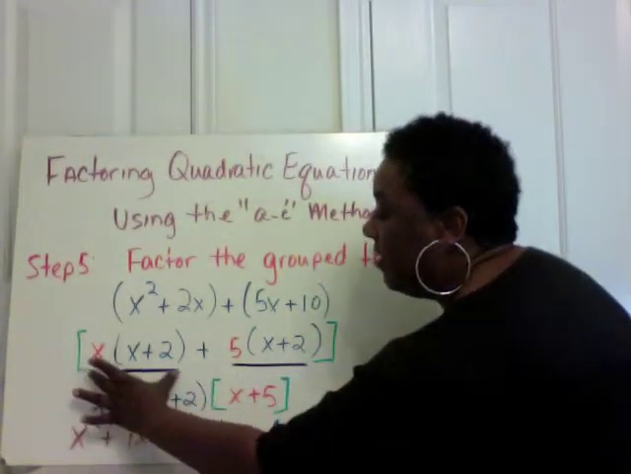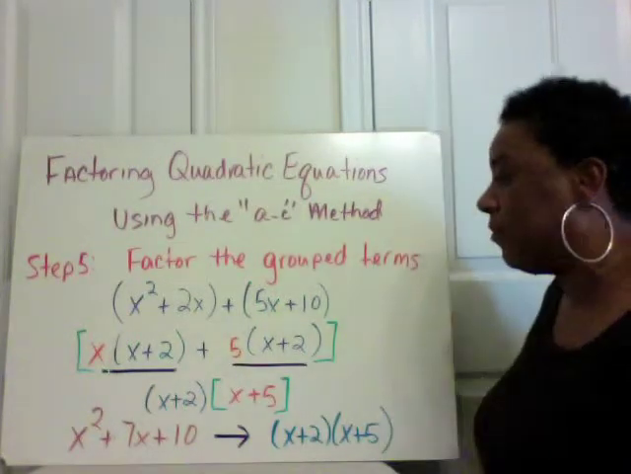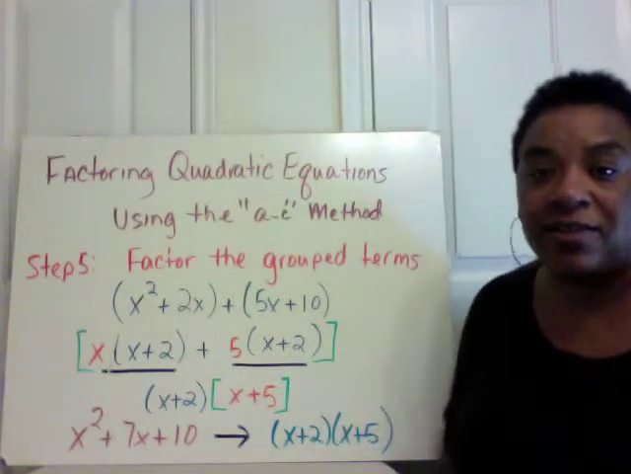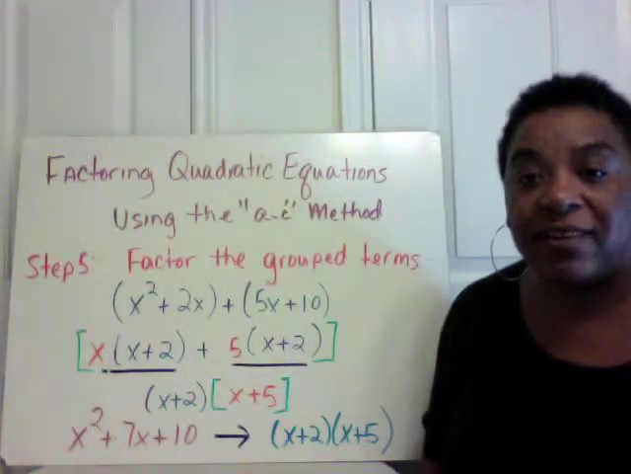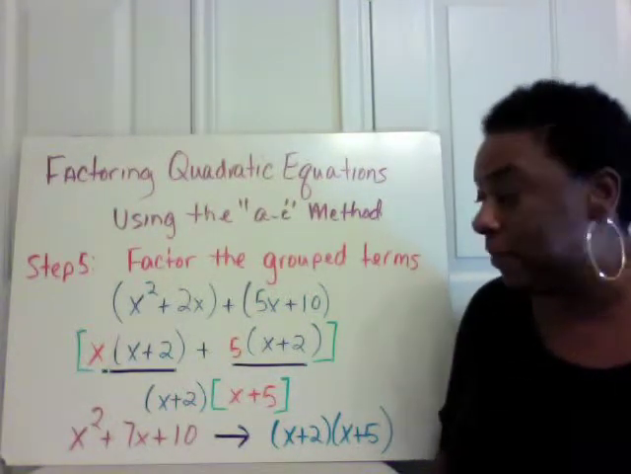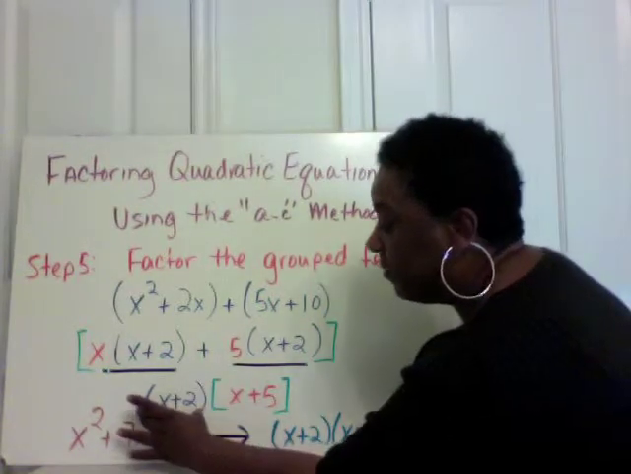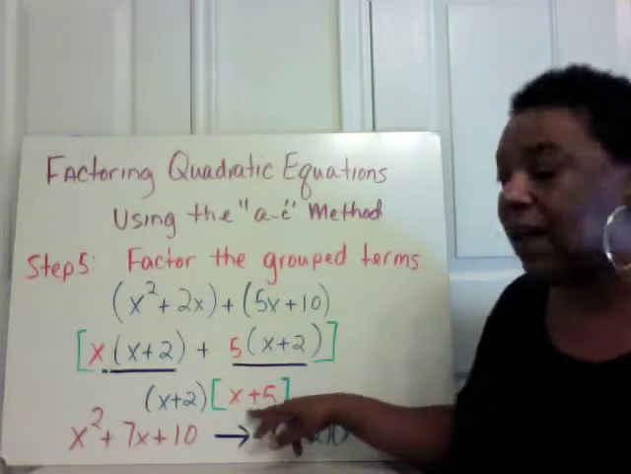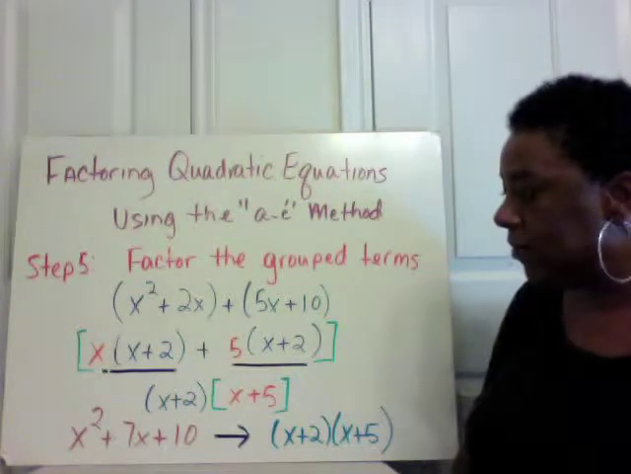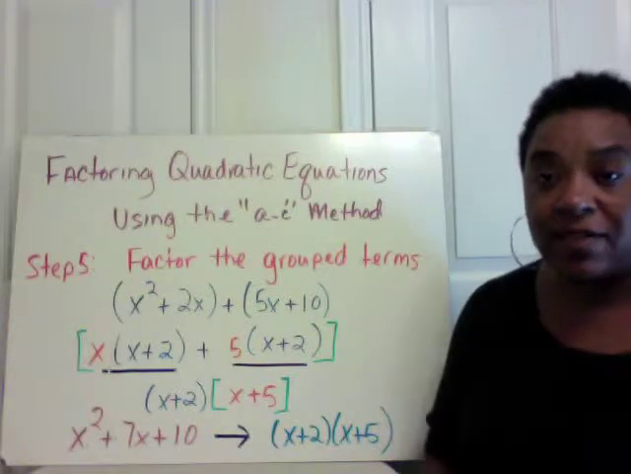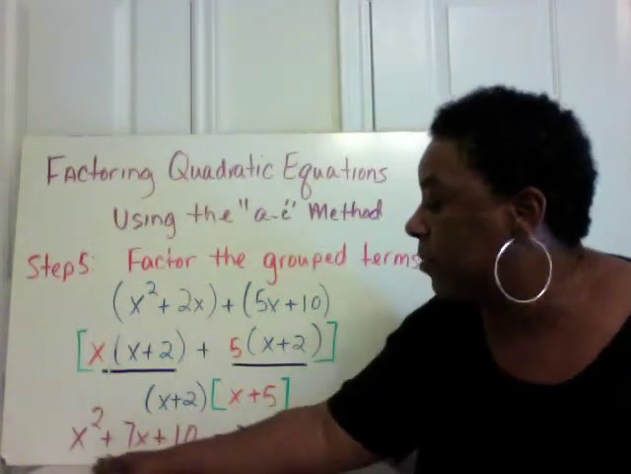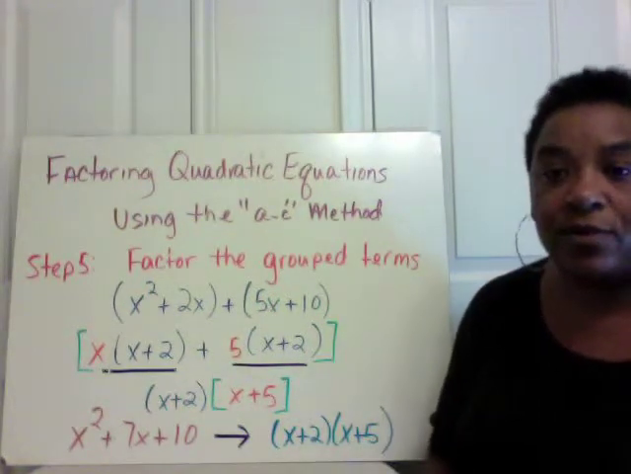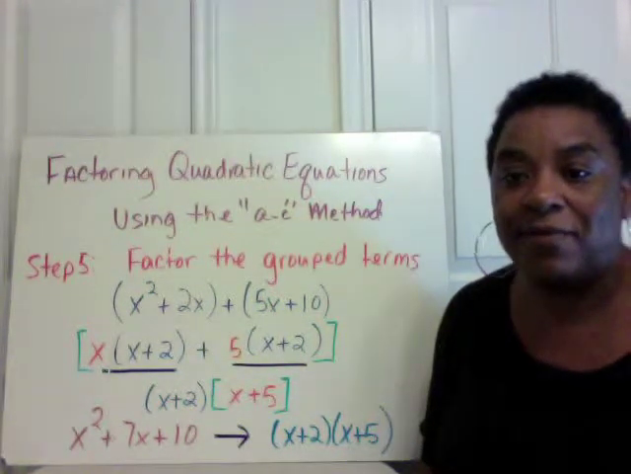Now if we look at these two terms together, we can see that they both have a common factor of x plus 2. So we can factor x plus 2 out of each of those terms. So we have x plus 2 factored out, and we're left with x plus 5 inside these brackets. And so now we can conclude that x squared plus 7x plus 10 factors to x plus 2 times x plus 5.